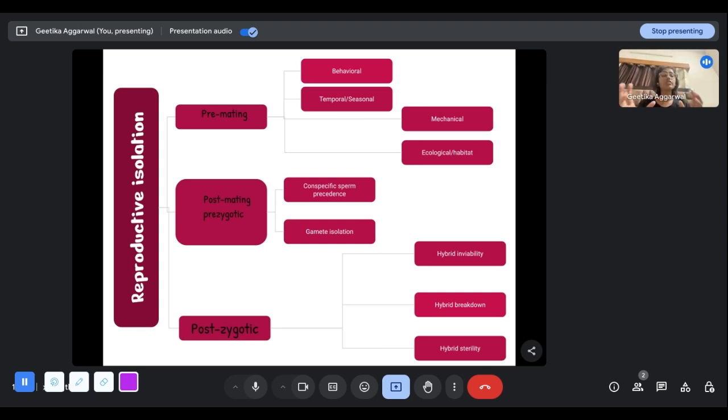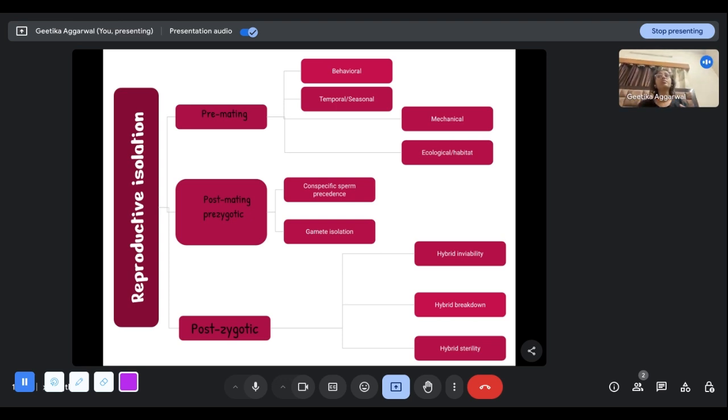Now, if there are populations which are even slightly different from each other in their calls, the individuals might not be able to recognize their counterparts, their countermates, and they might not breed with each other. So that is one way of isolation, which is behavioral isolation.